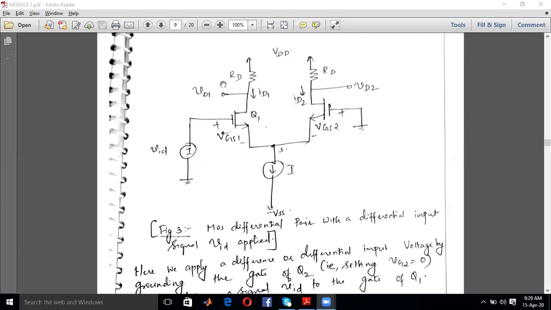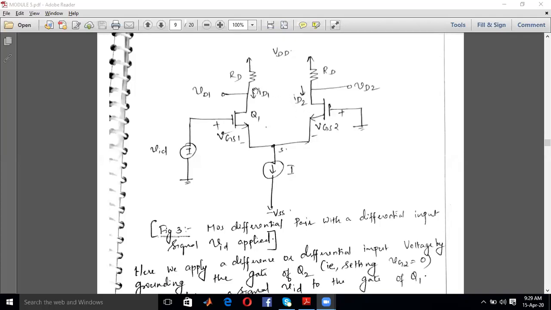So most of the current I will be contributing more towards ID1 than ID2. So ID1 is greater than ID2. This current I is splitting among ID1 and ID2, but you can't say that the two currents will be the same. It will be different. Why? Because Q1 is conducting a little bit more than Q2. More conduction is happening through Q1. As a result, ID1 will be more than ID2.